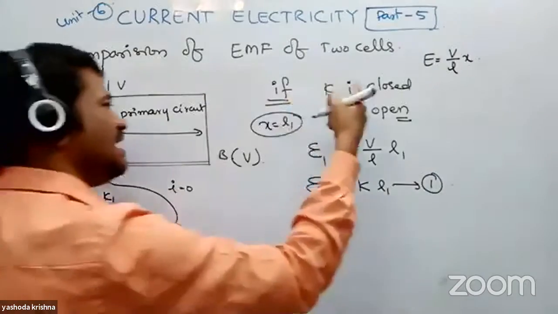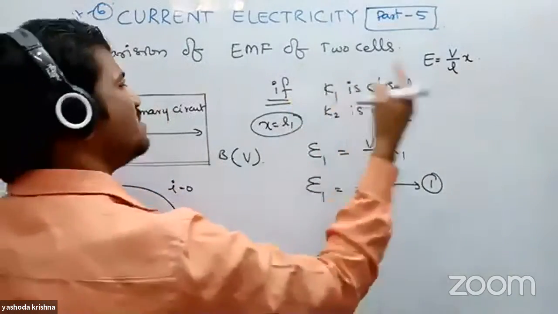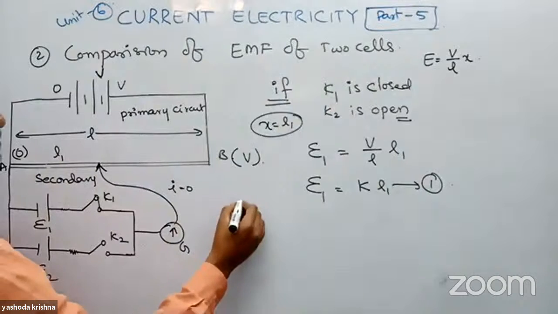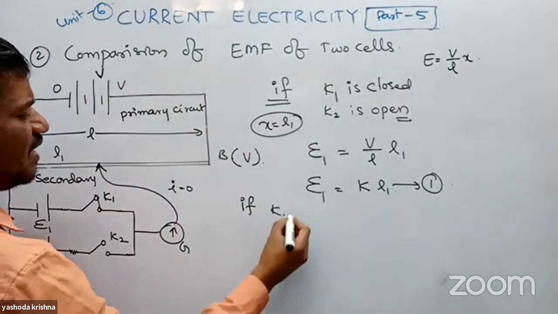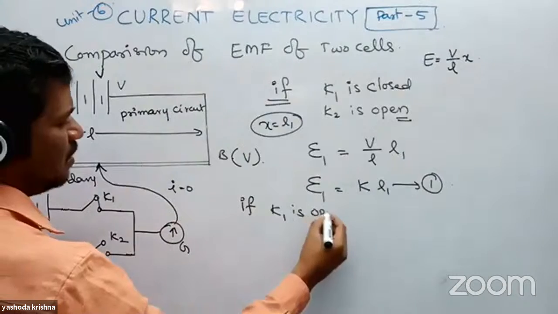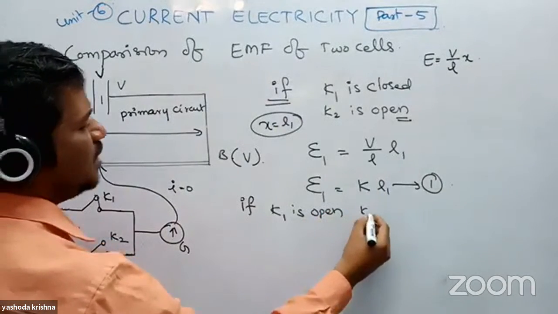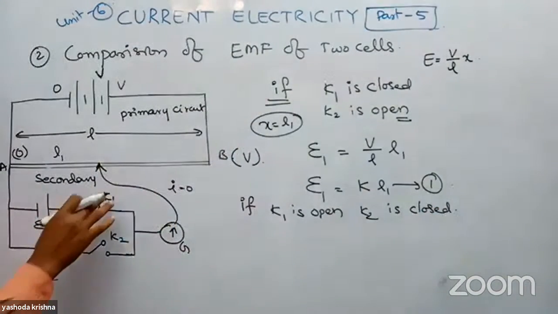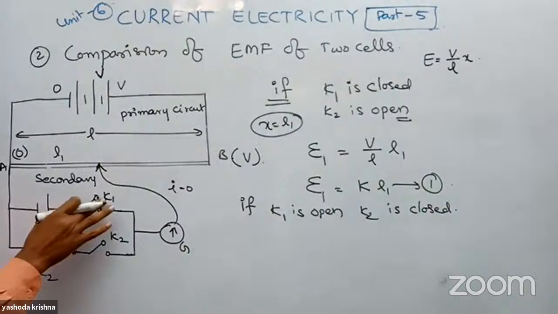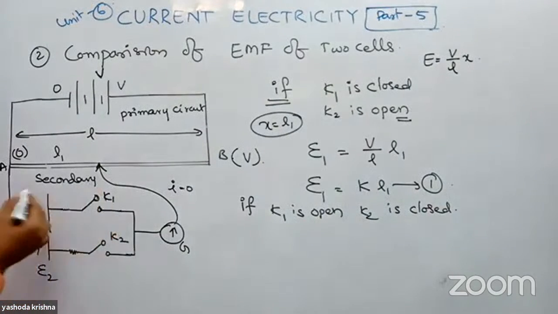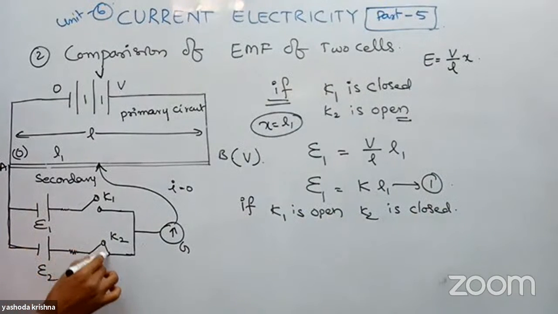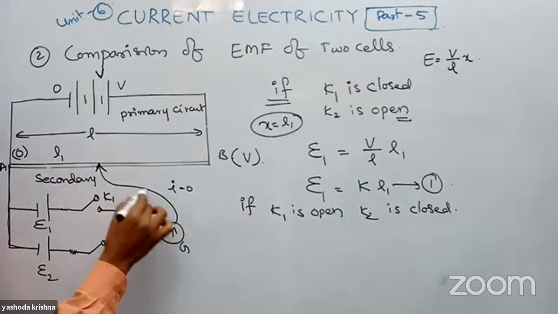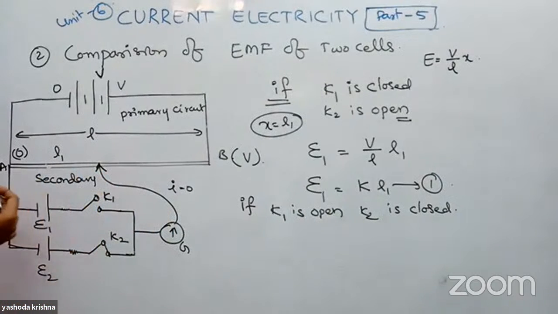If K1 is closed and K2 is open, that is the first case. Next, if K1 is open and K2 is closed, then what happens? This secondary circuit will change to a closed circuit. The same process will be repeated.